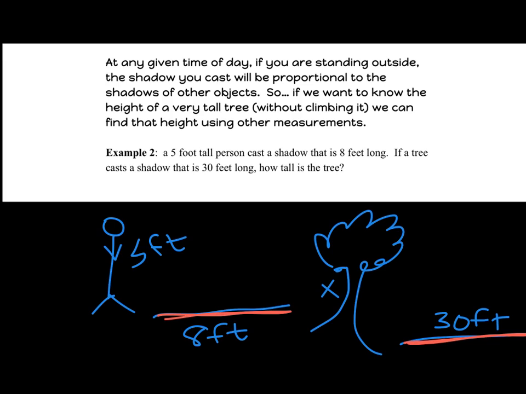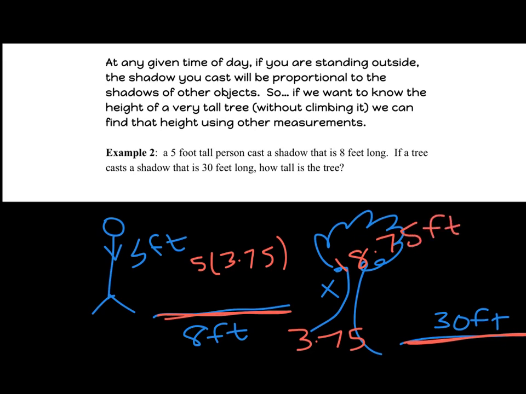And if I'm going from 8 to 30, I have to figure out what I'm multiplying by. So 30 divided by 8 is going to give me 3.75. Now to figure out the height of the tree, since I increased by a scale factor of 3.75, I would multiply 5 times 3.75. And that would tell me that the tree is 18.75 feet tall.